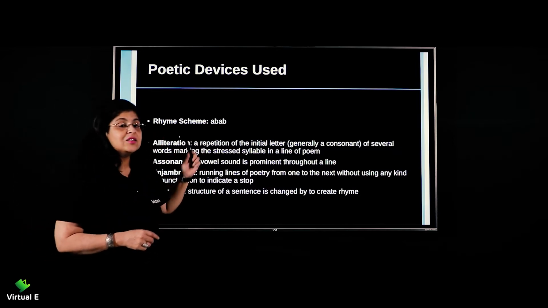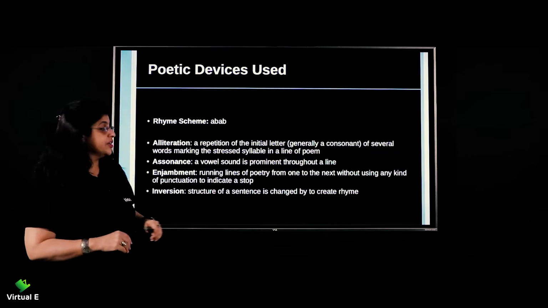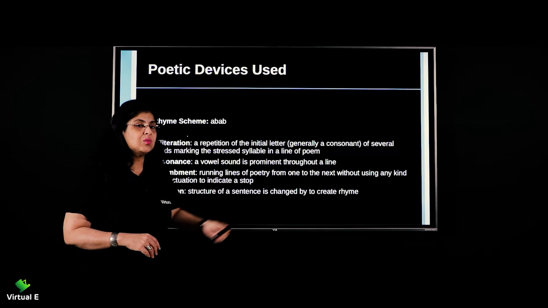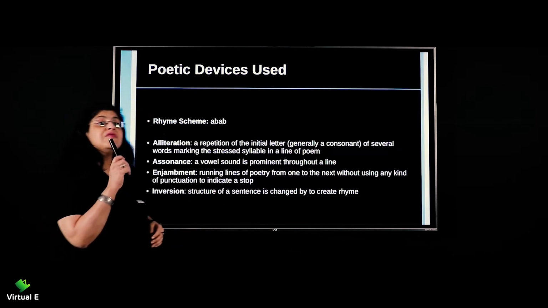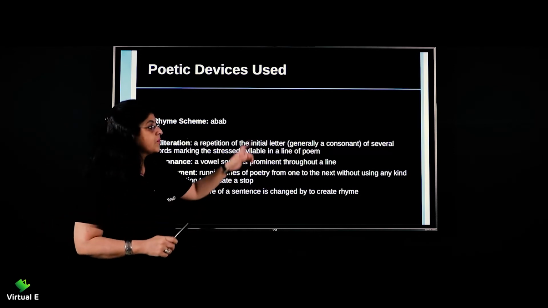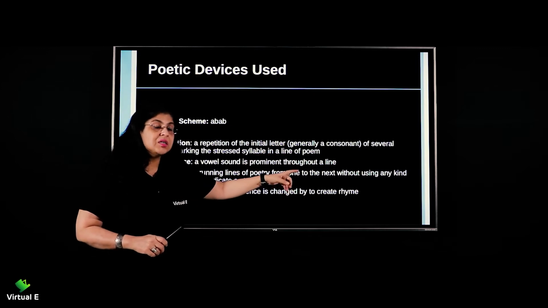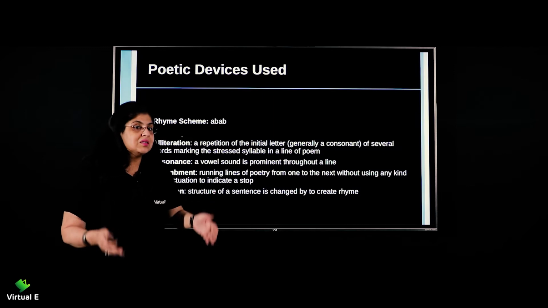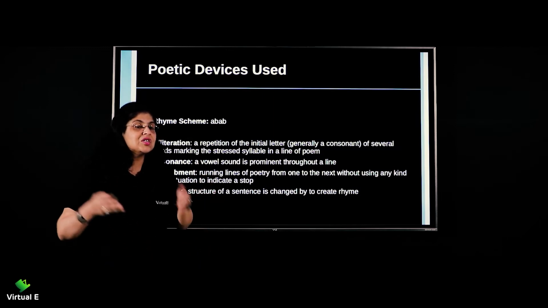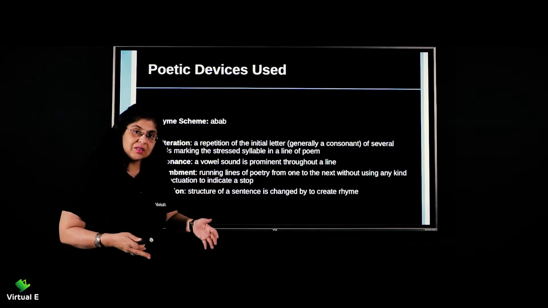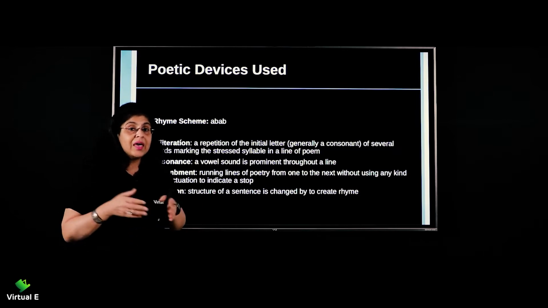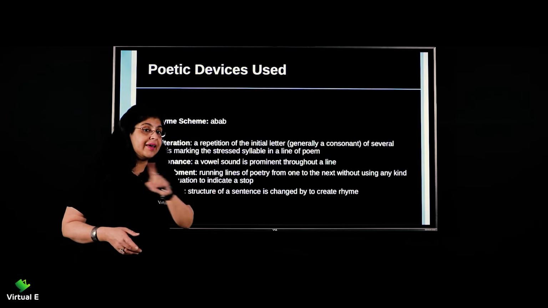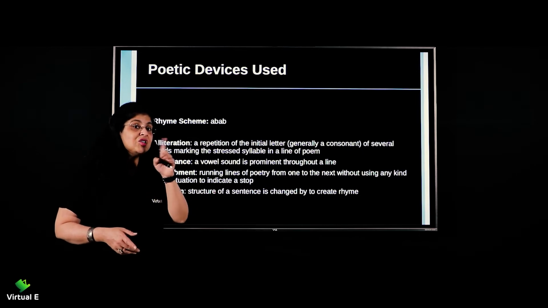You have alliteration. What is alliteration? It is a repetition of the initial letter. What do I mean by the initial letter? The first letter of the word, generally a consonant. We by now obviously know what a consonant is. Letters which are not vowels are consonants. And our vowels we know: A, E, I, O, U and a silent H. Yes, H is in both.